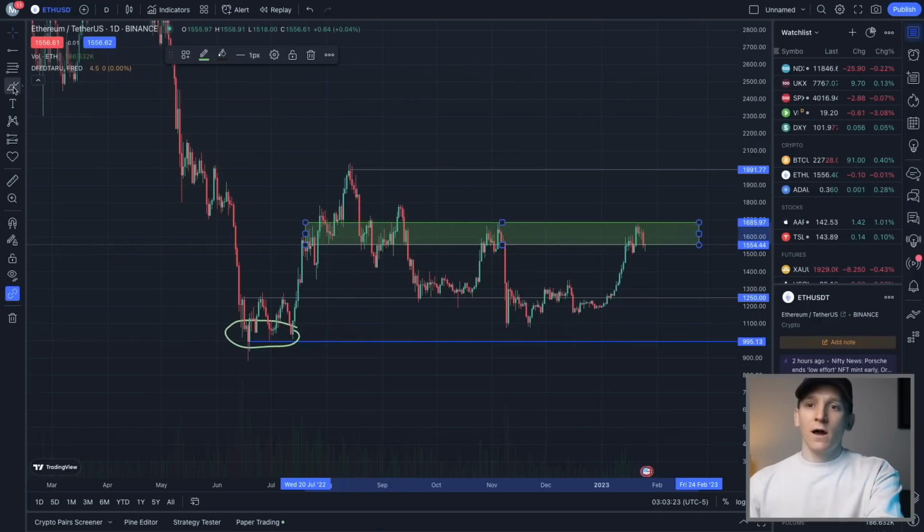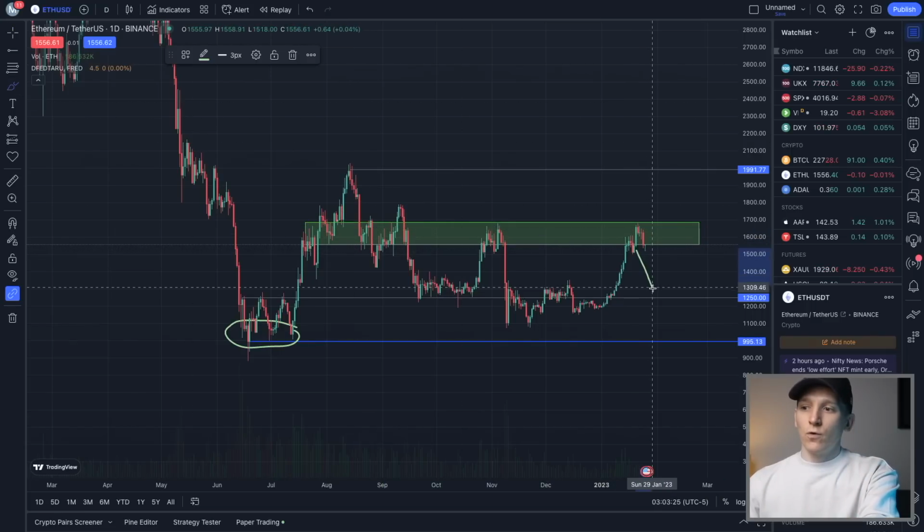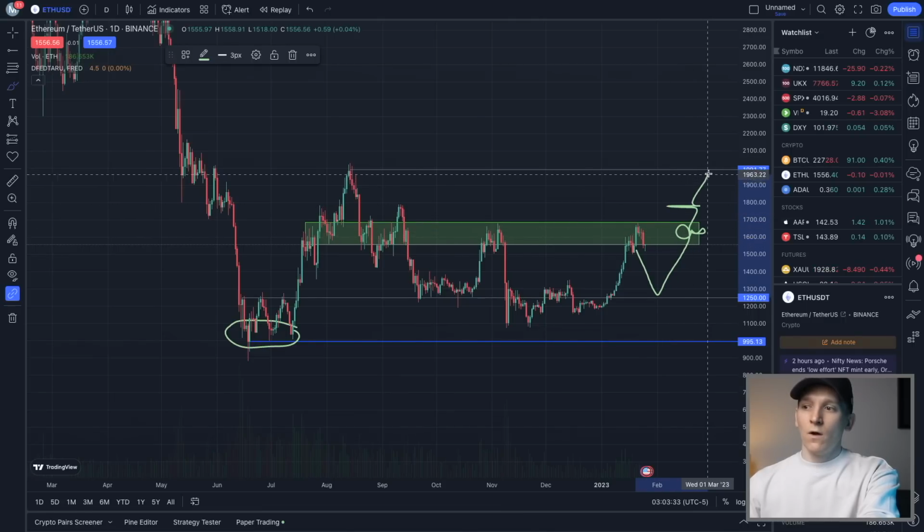So anything under here, you're looking for these support levels to bounce off. If it does trade around here, then break through, you're looking for either this level right here, previous resistance, or this level right here.